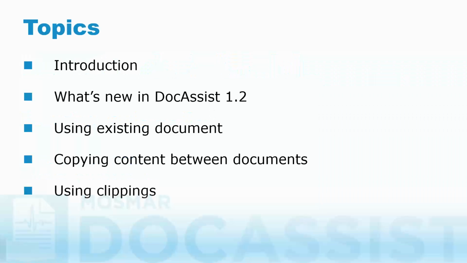What I'm going to cover today, obviously I've just done a rough introduction there, but I'm also going to quickly mention a couple of the new features in the new version of DocAssist, which is now available, version 1.2. I will then go through how we share content and automation between documents, and some of the processes that we use to duplicate content and reuse it. I'll cover using an existing document, then how you can copy content between documents, and then how to use clippings to have the same end result.